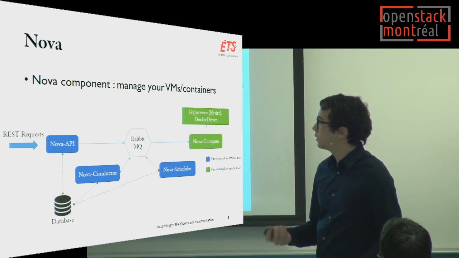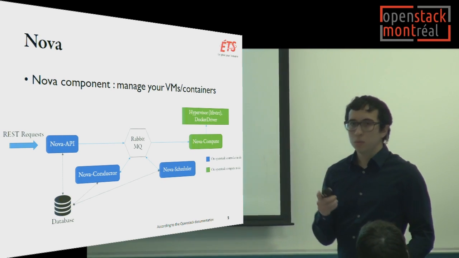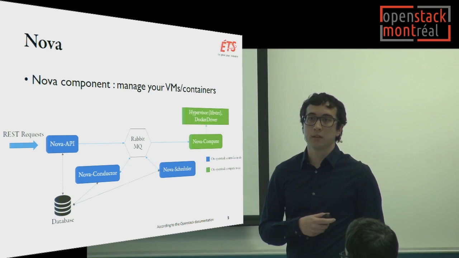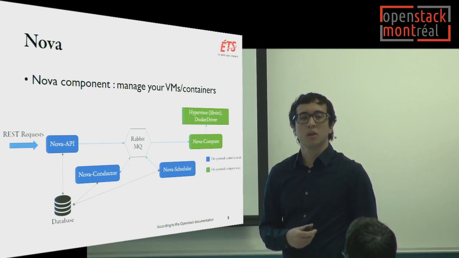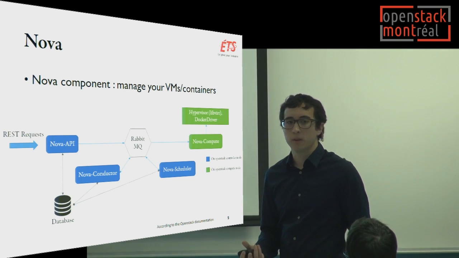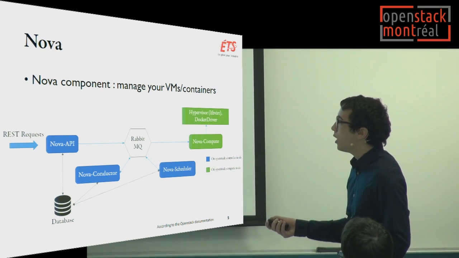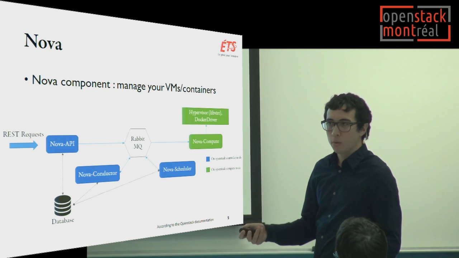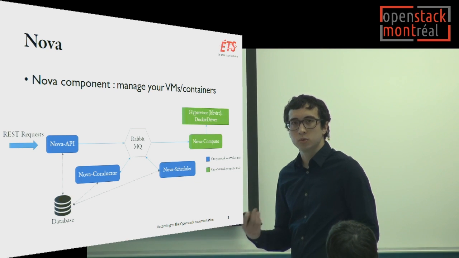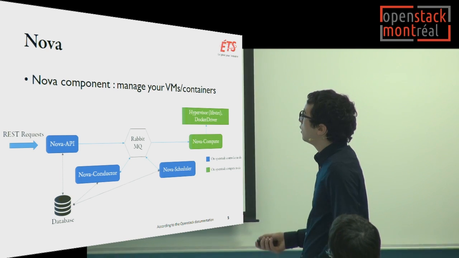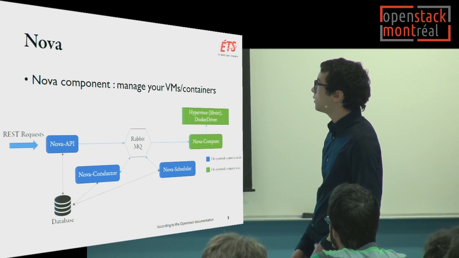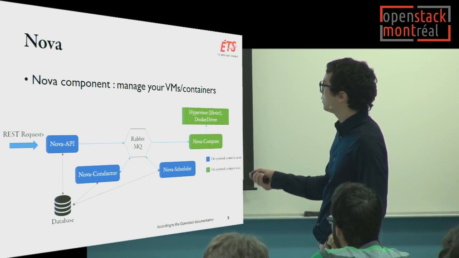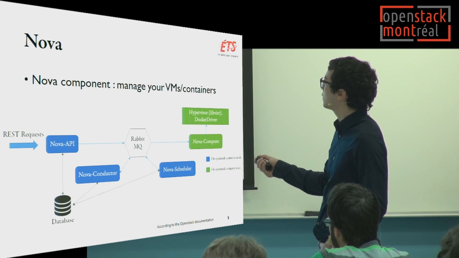To test the fault tolerance, in fact, we needed to stop the execution flow when a user wants to create a new VM. So we needed to understand all the execution flow, all the process when a user wants to create a new VM. So now, here is the architecture of the Nova component. It's composed of several services: Nova API, Nova Conductor, Nova Scheduler, Nova Compute.